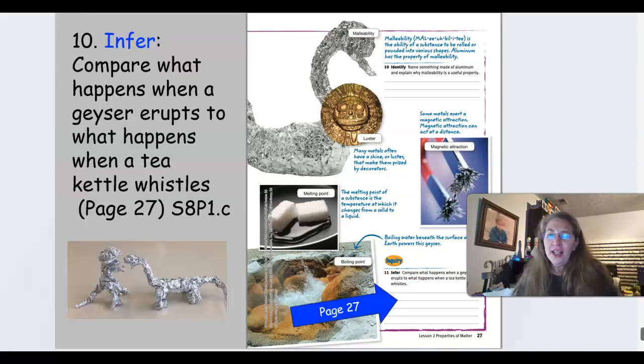And that definition has to do with your next question, number 10. Number 10 asks you to infer by comparing what happens when a geyser erupts to when a tea kettle whistles.